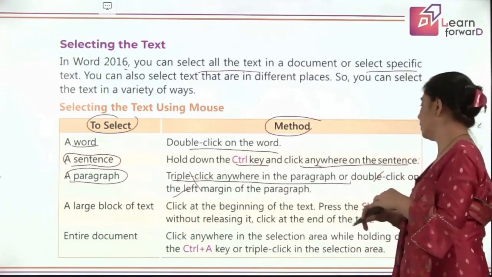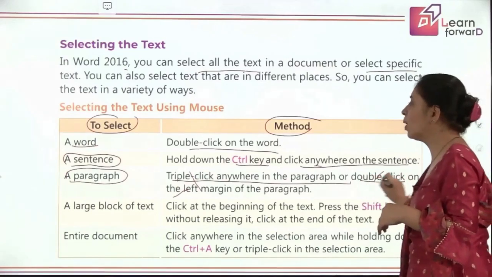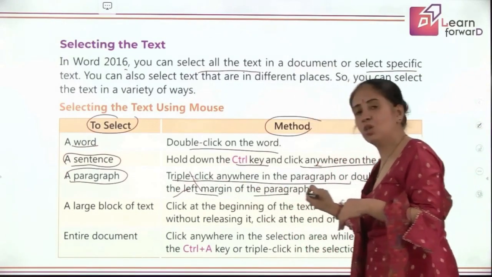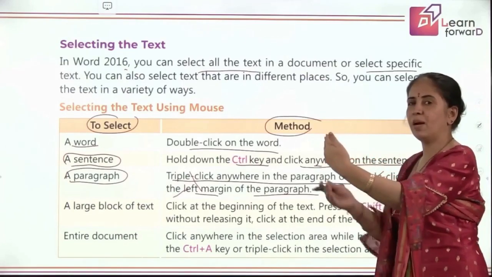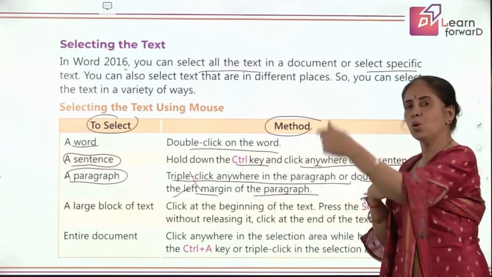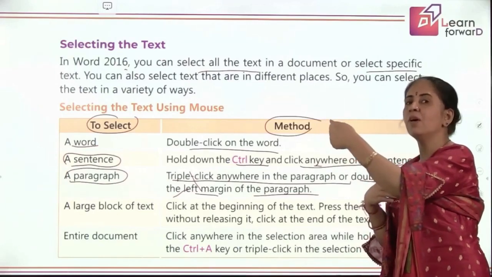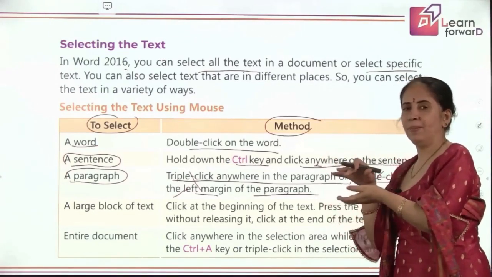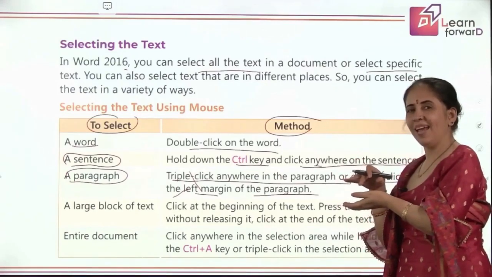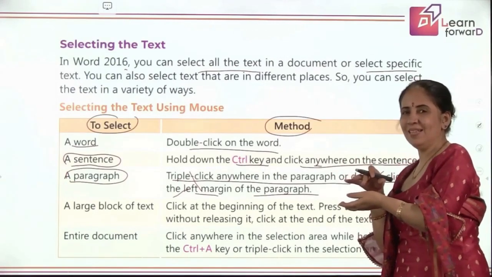And the second thing is just double click on the left margin of that paragraph. A paragraph might have a certain left margin and right margin. Go to the left margin of that paragraph and double click there. The complete paragraph will be selected. Okay? Are you understanding it?